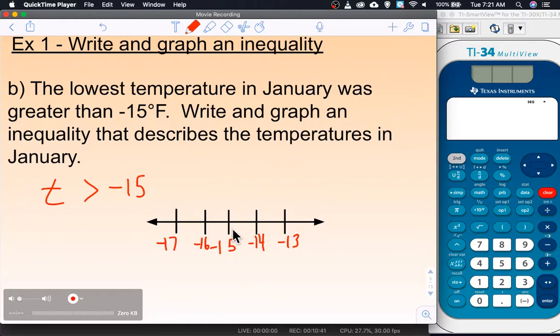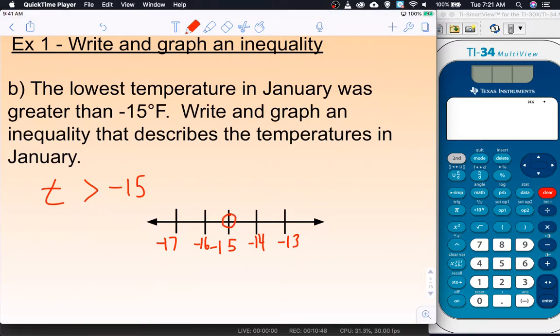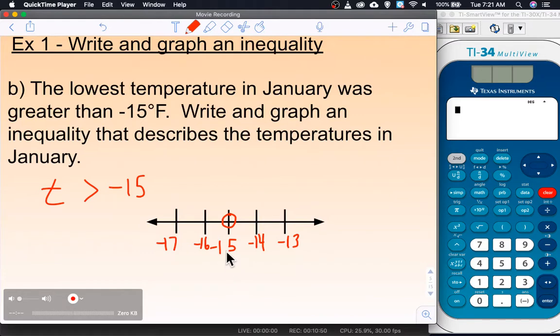All right, at negative 15, I need a dot. Now this is just a greater than, so it gets a hollow dot, meaning that negative 15 is actually not a solution to this problem. It is not shaded in. It is a hollow dot. And we are going to shade the numbers that are greater than negative 15. Well, greater than negative 15 would be negative 14, 13, and everything in this direction.